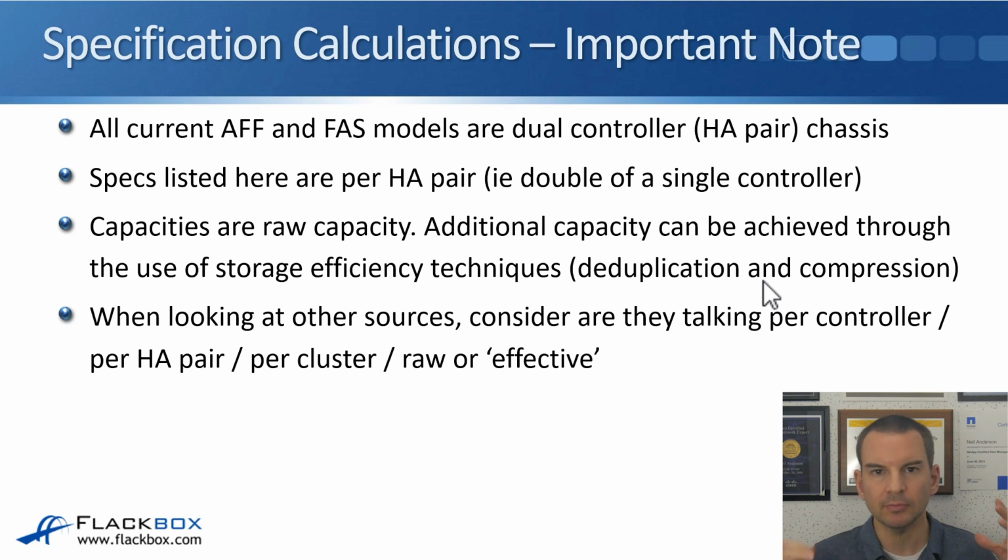Now, whenever you're looking at other sources of figures, you need to consider, are they talking per controller or per HA pair, which would be double the number, or per cluster, which would be equivalent to 24 nodes in the cluster. And when we're talking about capacities, is it the raw capacity or is it the effective capacity, meaning they maybe multiply the capacity by 4 or 5 times, because we're saying that's what you would typically get with deduplication and compression. So whenever you are looking at numbers, specs for a storage system, be careful that you are comparing apples with apples.